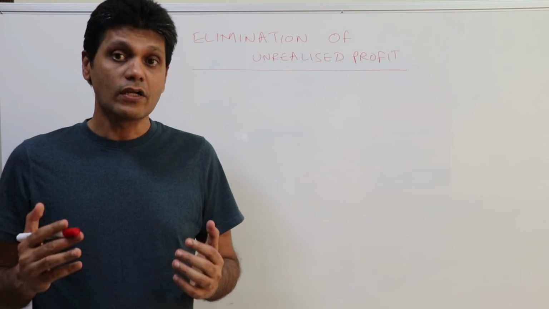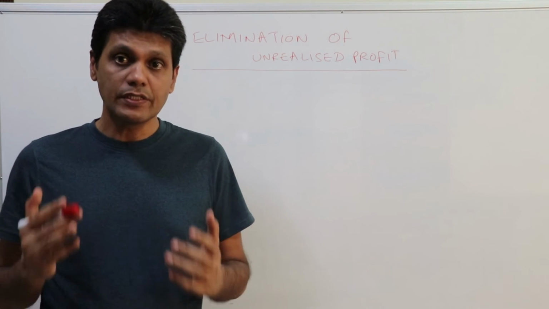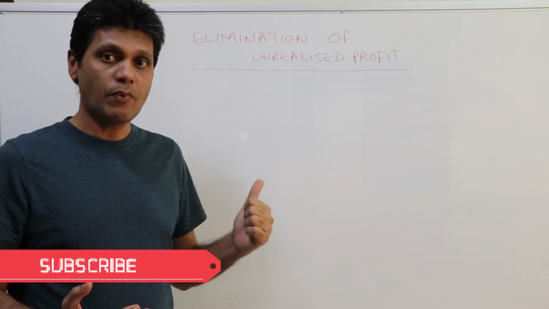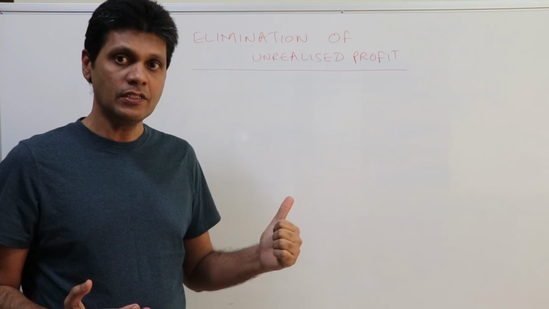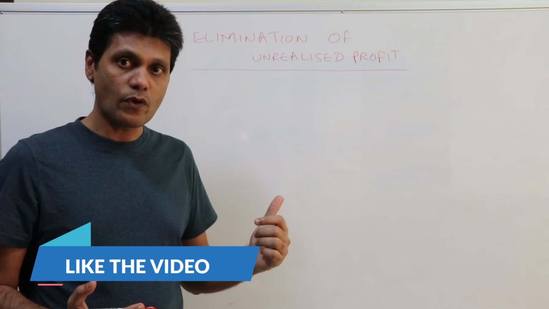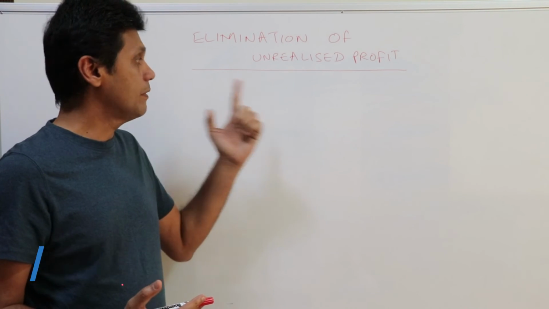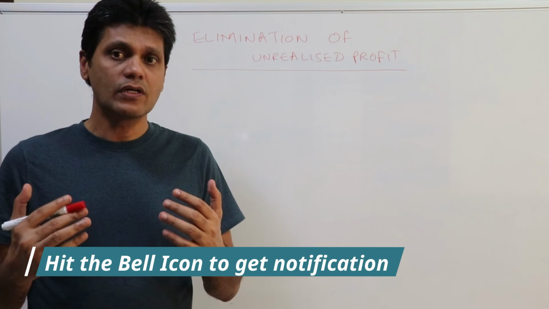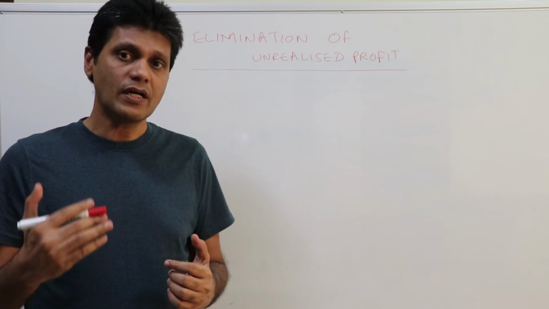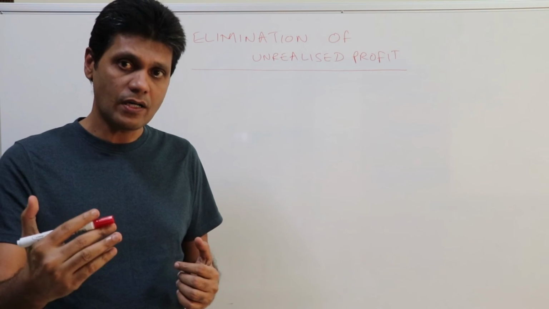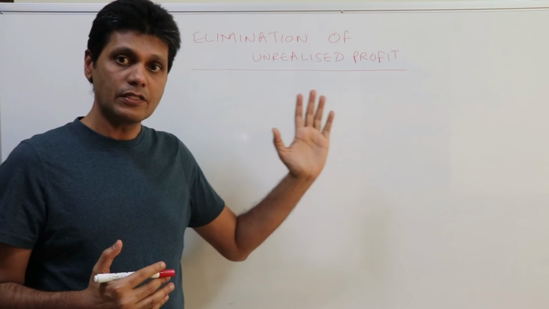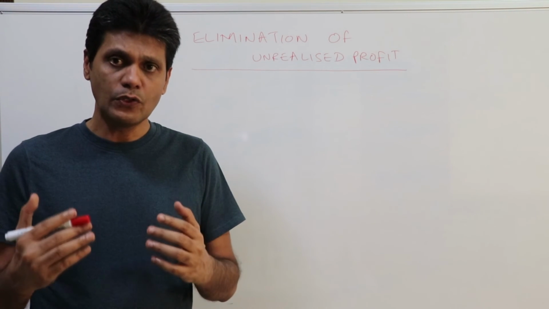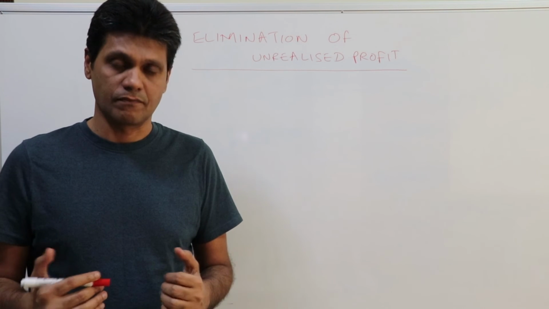Hi everyone, welcome to the session. In this session I am going to discuss elimination of unrealized profit. This is part of my consolidation accounting discussion. So what is unrealized profit? How do you account for unrealized profit? What are the necessary entries that you need to pass in order to prepare the group financial statements? These are the things that I am going to discuss in this session.